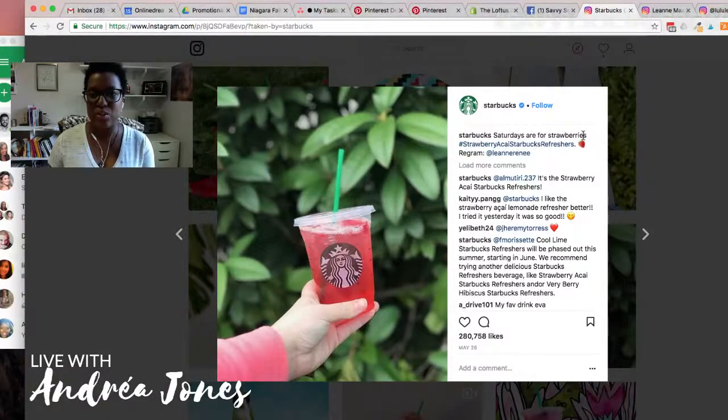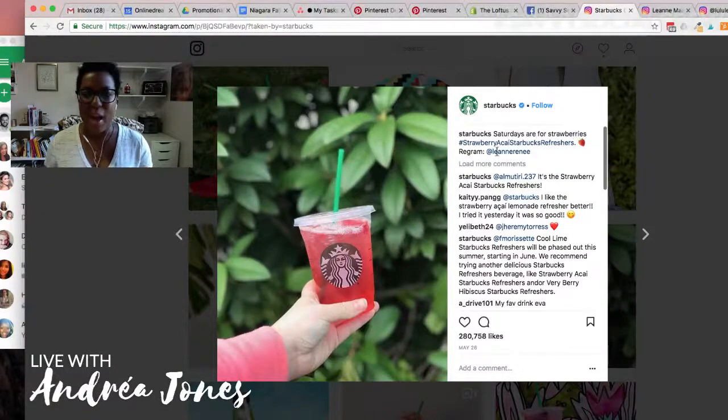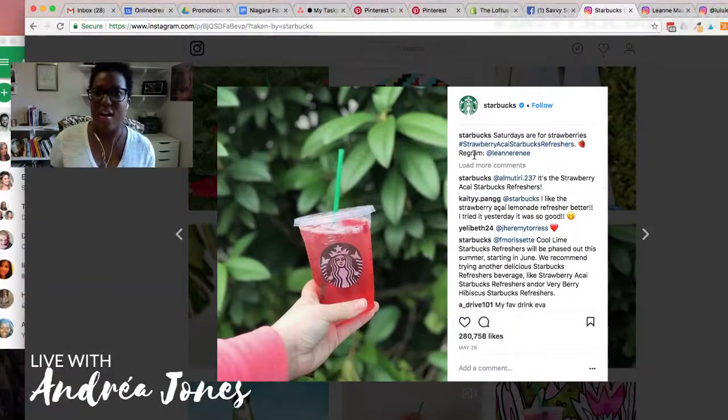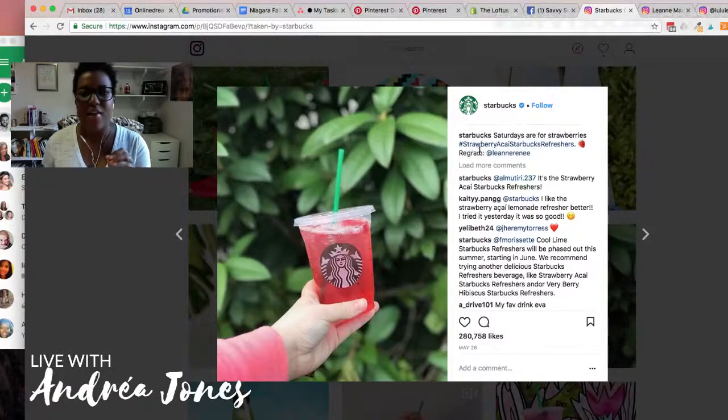You want to make it related to whatever you're doing. So they said Saturdays are made for strawberries, which is great. But they also gave her credit, which is also a really, really important piece to the user-generated content puzzle. They're talking about their strawberry refreshers, which is important because they want to sell the strawberry refreshers. They're giving credit back to Leanne because she's the one who posted the picture originally. She's a super fan.